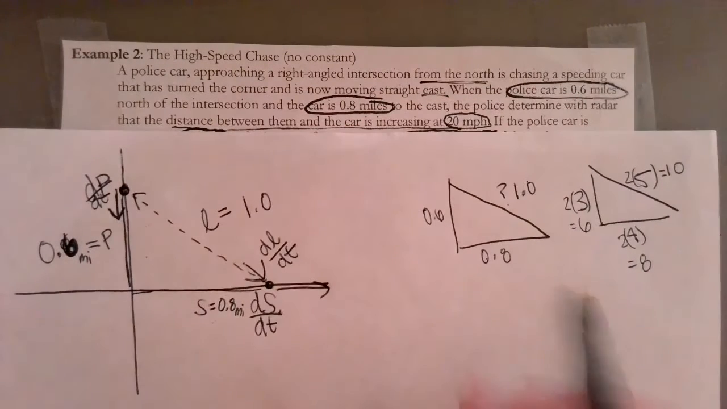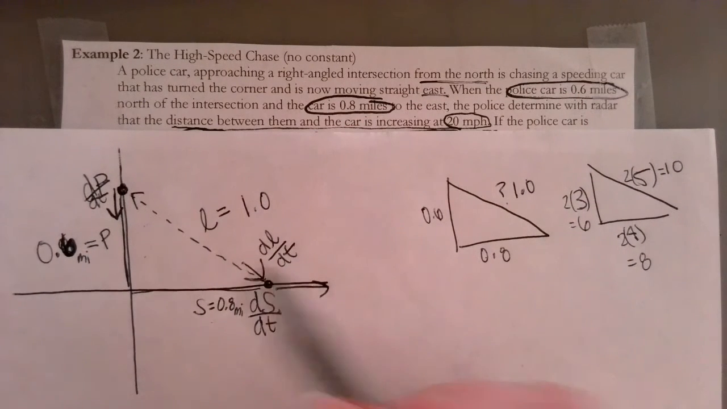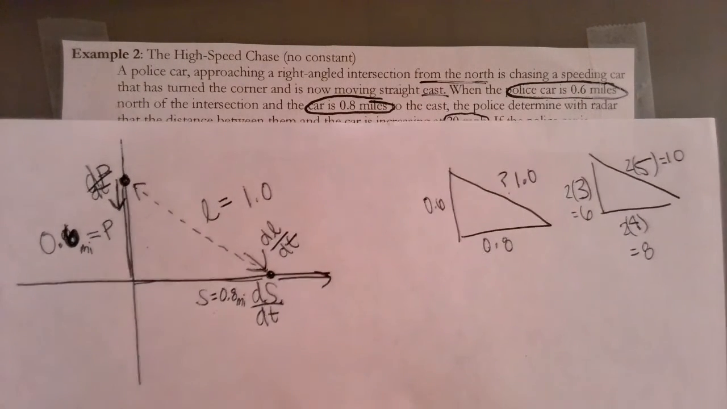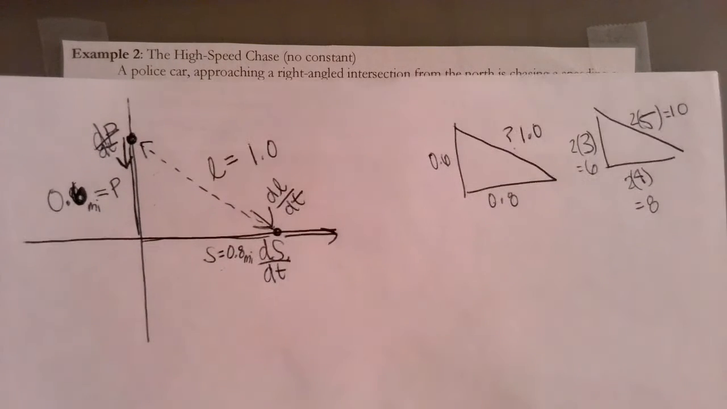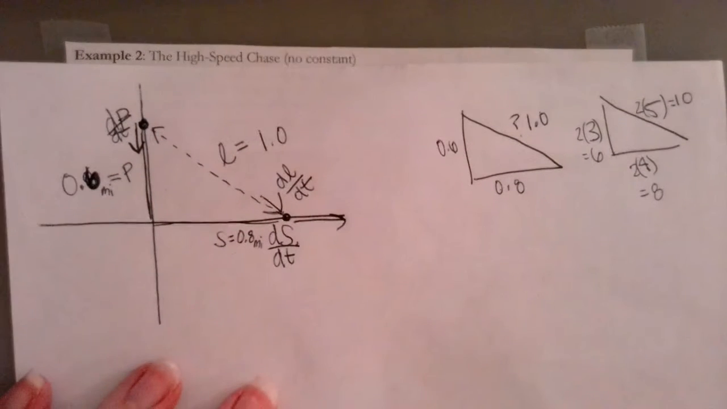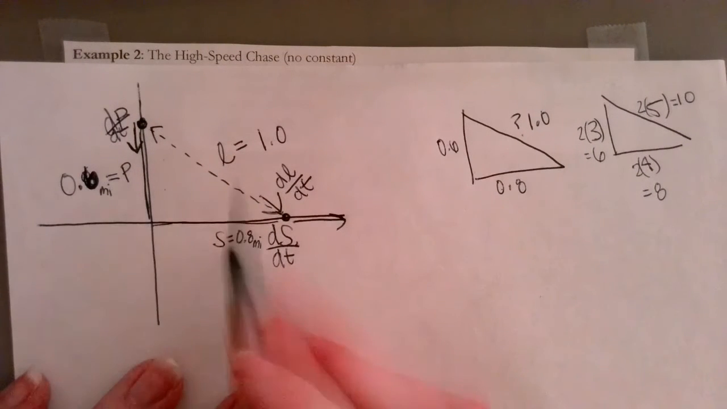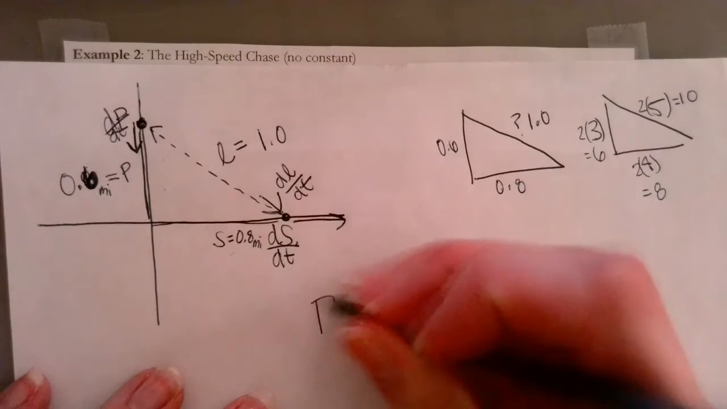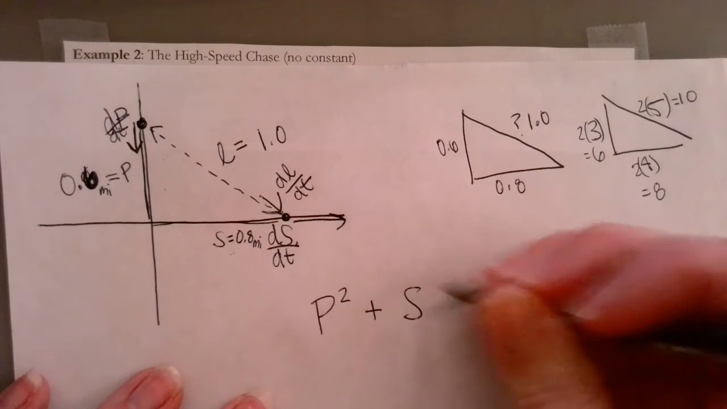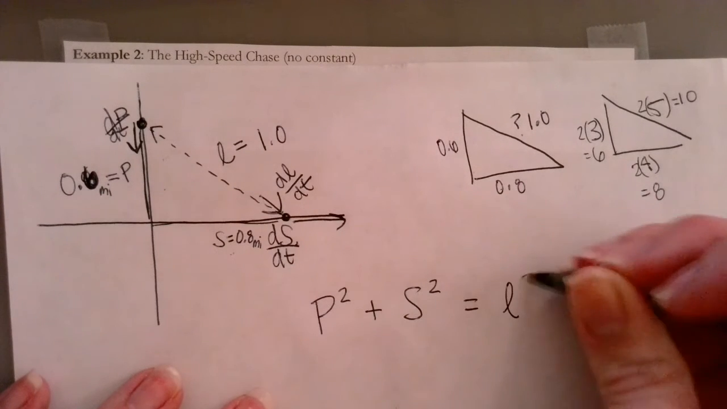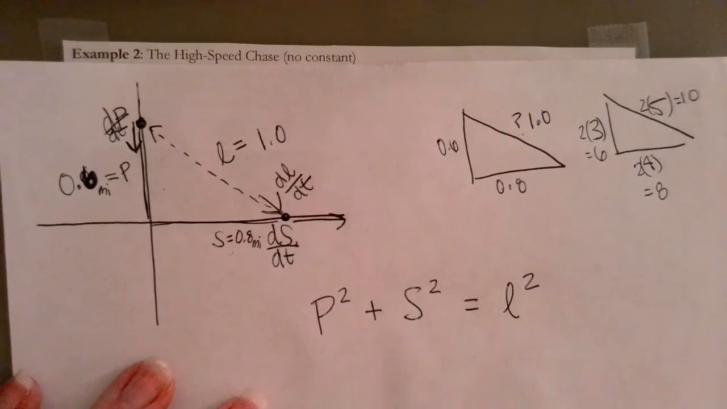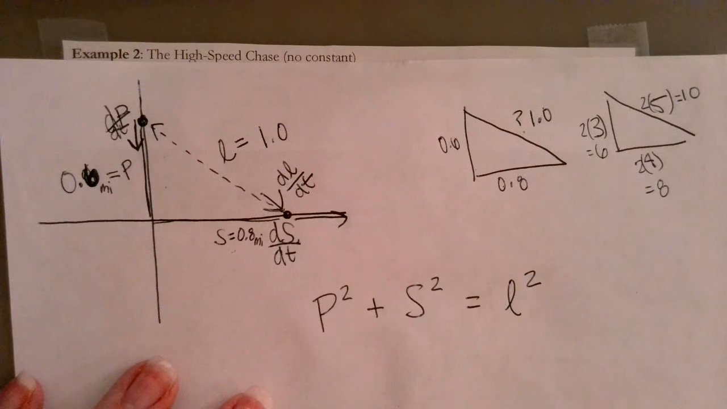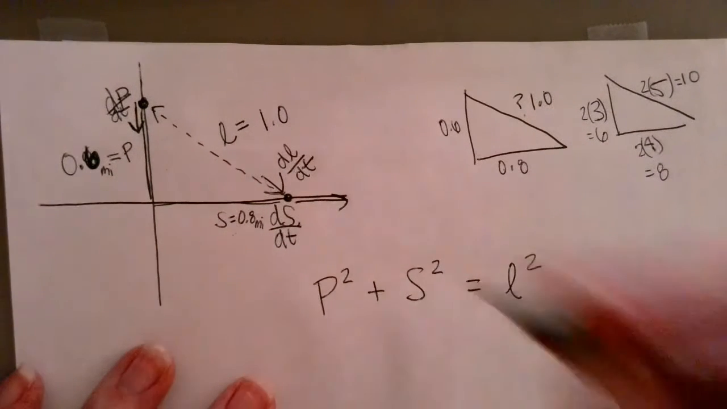At this point, we should notice that there is a right triangle involved in this problem and only side lengths. So in order to solve the related rates problem, I'm going to choose a formula, and the formula I'm going to use is the Pythagorean theorem. My sides are P, S, and L, so P squared plus S squared equals L squared. All of these quantities are changing, none of them are constant, and all of the variables matter. I cannot substitute anything out. I'm ready to differentiate.